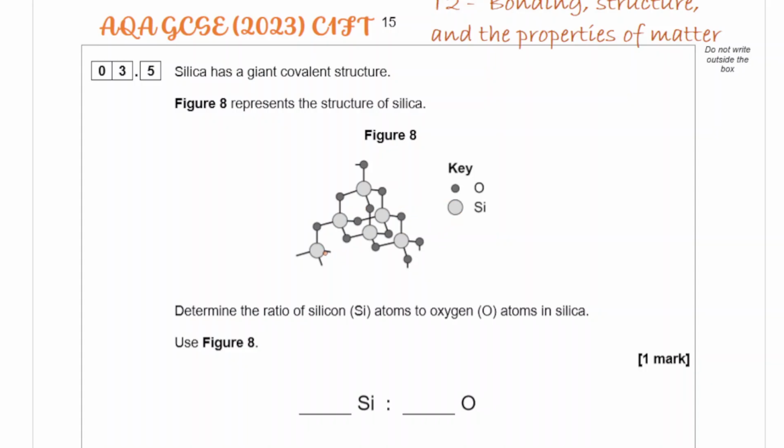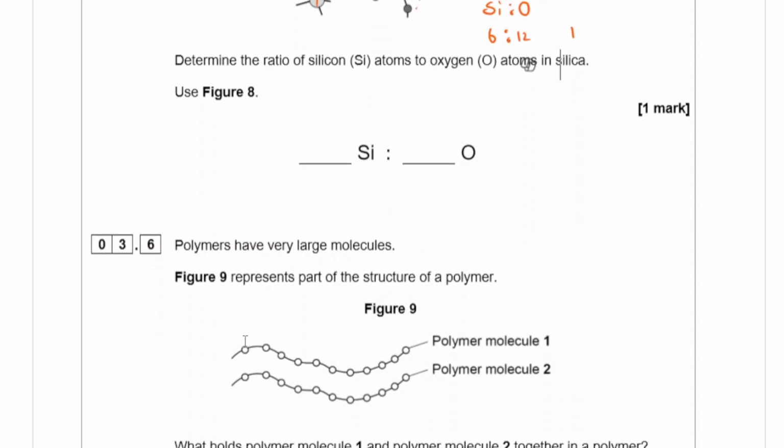Silicon, that's 1, 2, 3, 4, 5, 6, so that's 6. Oxygen, that's 1, 2, 3, 4, 5, 6, 7, 8, 9, 10, 11, 12. That's 12. So silicon is to oxygen, that's 6 is to 12. Simplify that, it will be 1 is to 2.